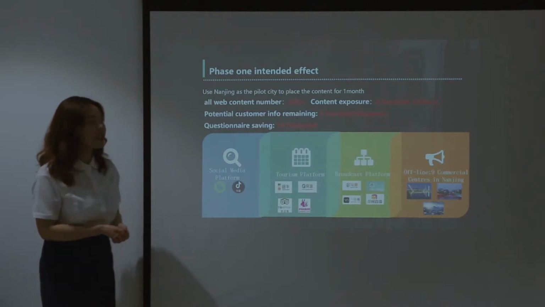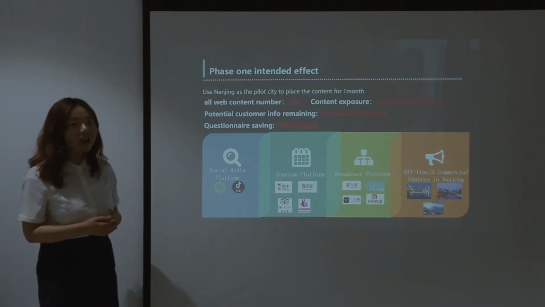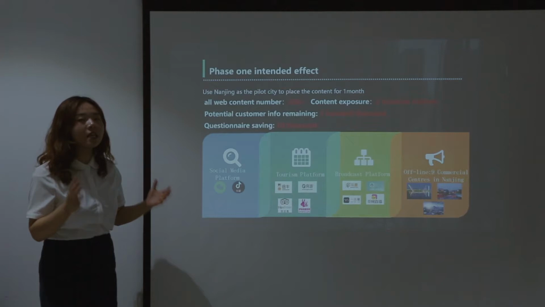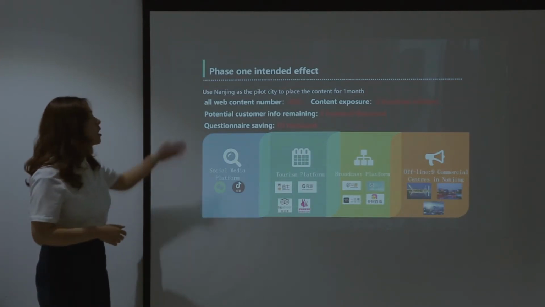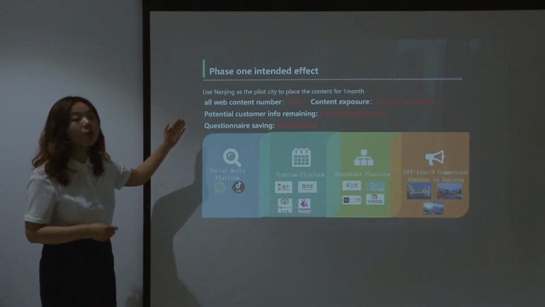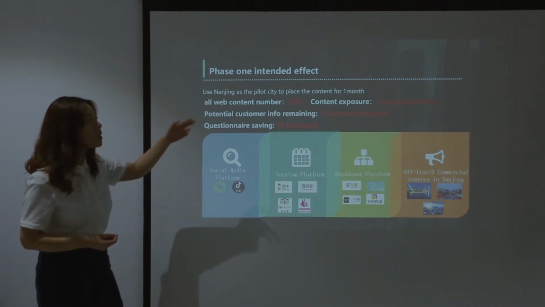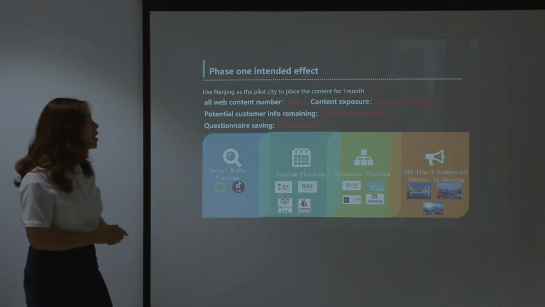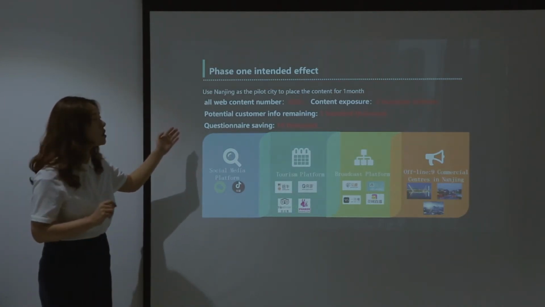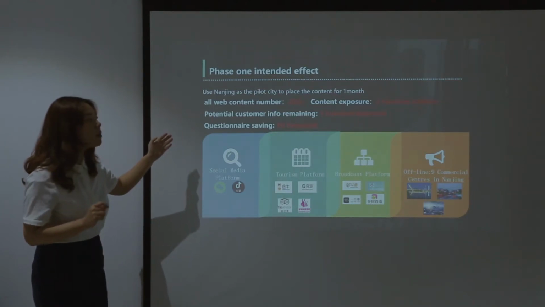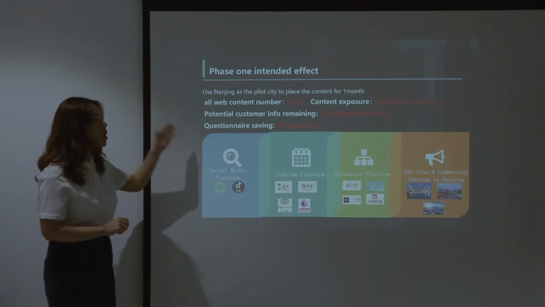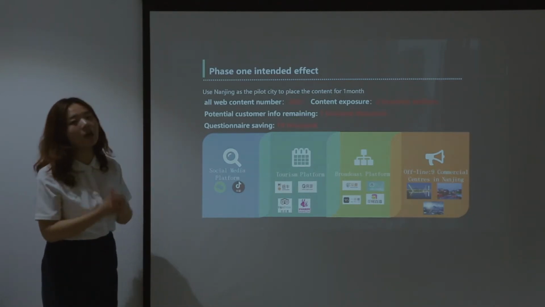Phase 1, intended effect. We use Nanjing as the pilot city to place content for around 1 month. During this whole month, what is our achievement? The total web content number should be over 200, content exposure will be more than 100 million, potential customer information reminders will be around 100,000, and questionnaire saving will be around 10,000.